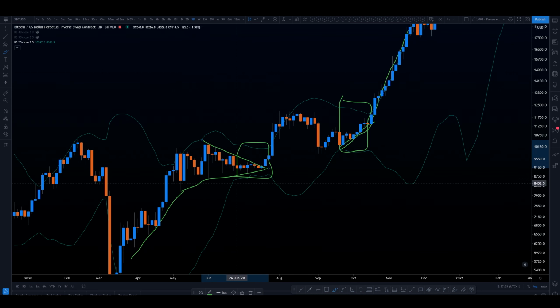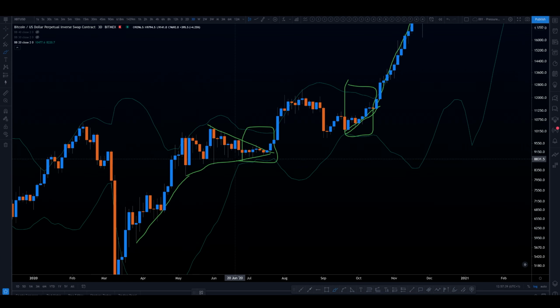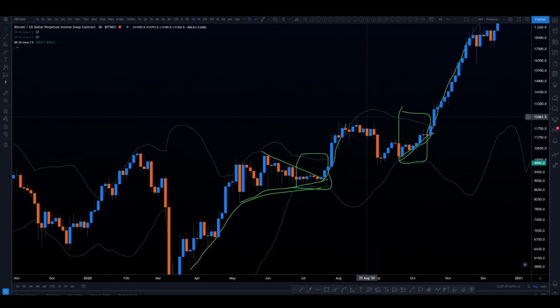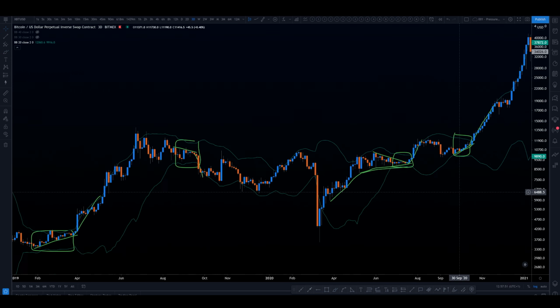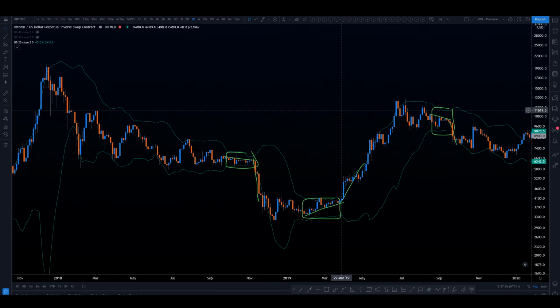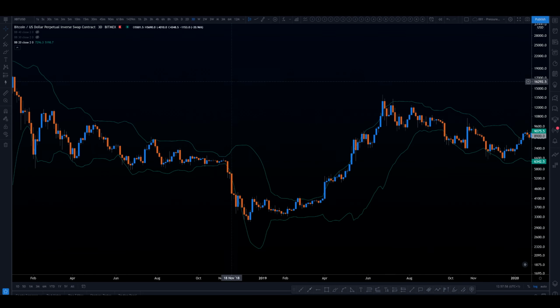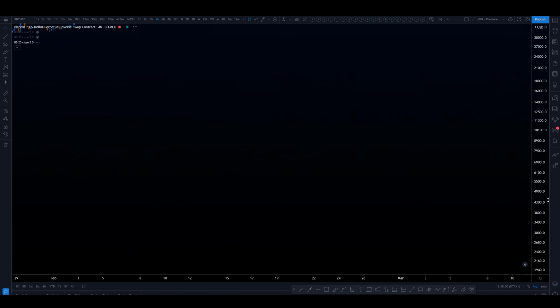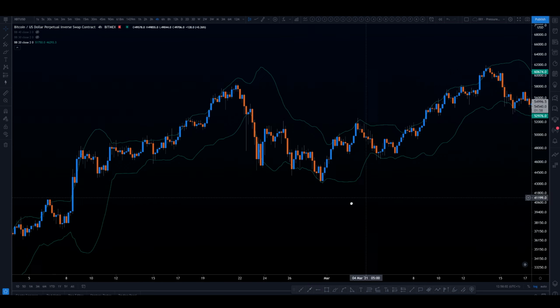So if in doubt, trust the trend. The trend is up, and we are keeping higher lows. So if in doubt, trust the trend. And this actually resolved to the upside. Yeah, you can find all these examples on a lot of different time frames. Let's go to the 4-hour.